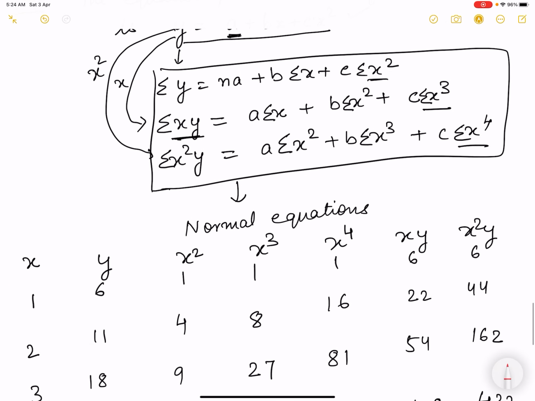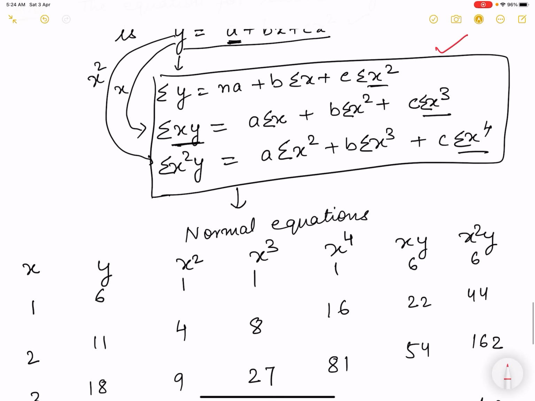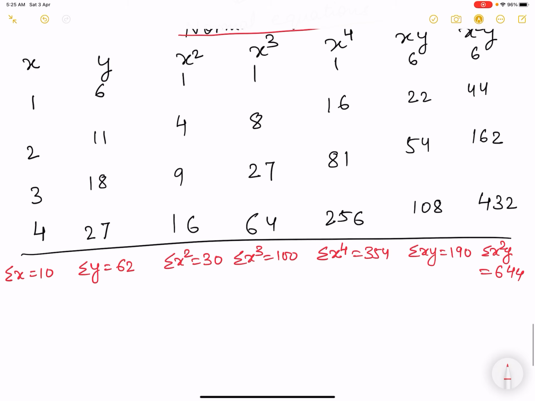Let us put all these values in our normal equations. In this equation, put all the values, that is the value of sigma y, xy, x square y, sigma x square. So we are putting the values and getting the equation to be solved for a, b and c.